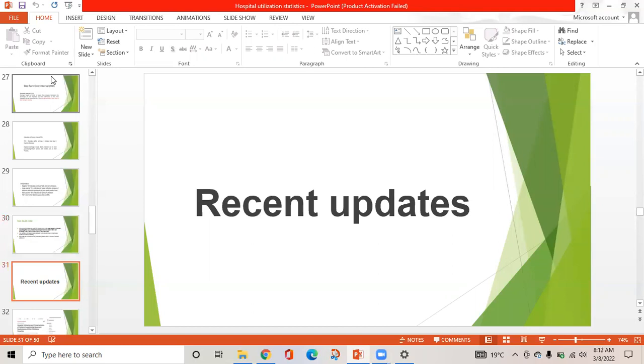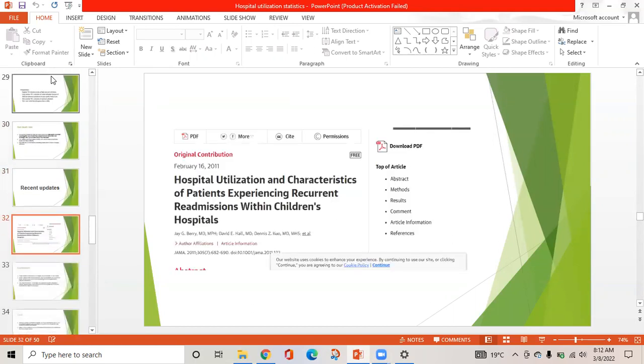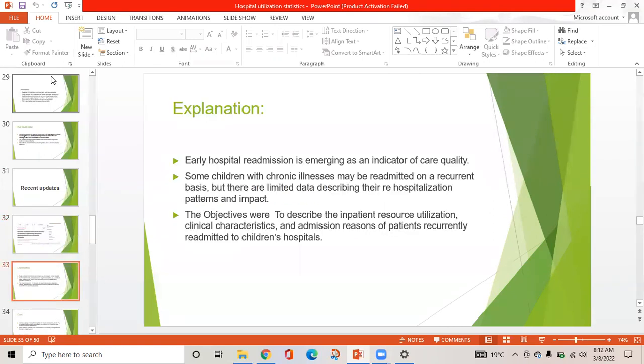Coming towards recent advances, an article recently published is titled hospital utilization and characteristics of patients experiencing recurrent readmissions within children's hospitals. The article shows that early hospital readmission is emerging as an indicator of care quality. Some children with chronic illnesses may be readmitted on a recurrent basis, but there are limited data describing the rehospitalization pattern and impact. The objectives were to describe the inpatient resource utilization, clinical characteristics, and admission reasons of patients recurrently readmitted to children's hospital.